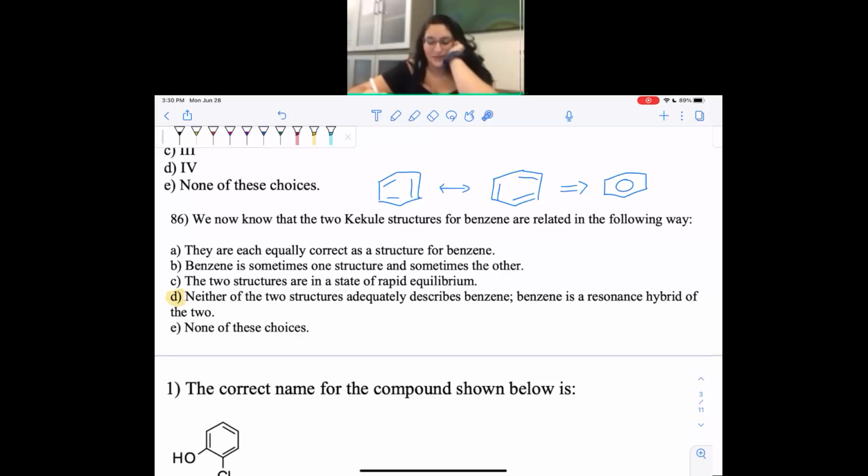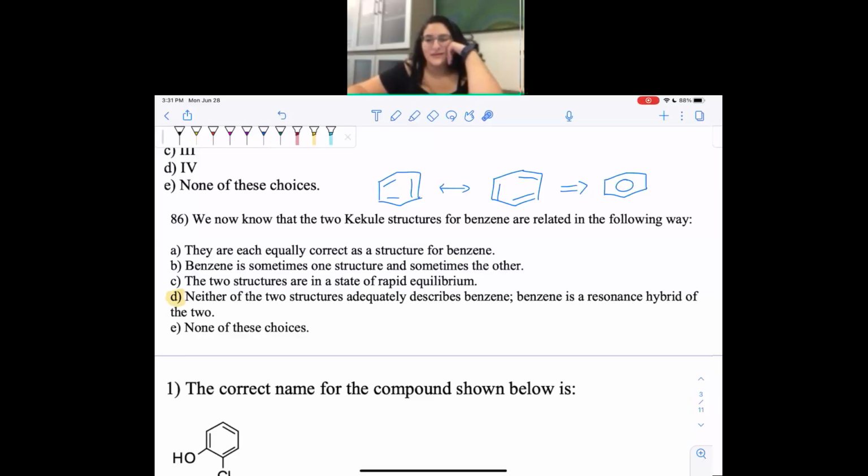And then someone said that they picked D, but why couldn't it be B? So the reason it's not B is because technically it's not going to be in those states. It's not like it's going back and forth between those states. It's more so like the electrons are all around the ring all the time, if that makes sense. It's such a rapid movement of electrons that you can't define them in this way. Does that sort of make sense?